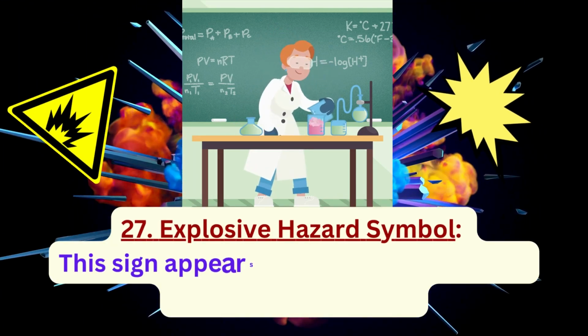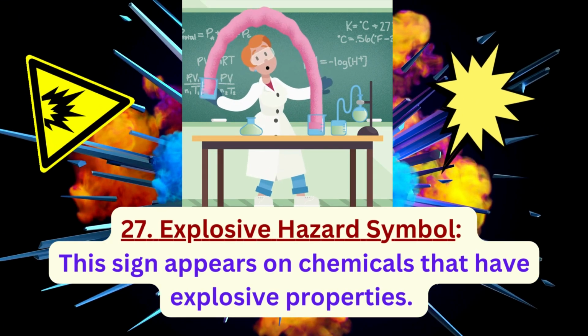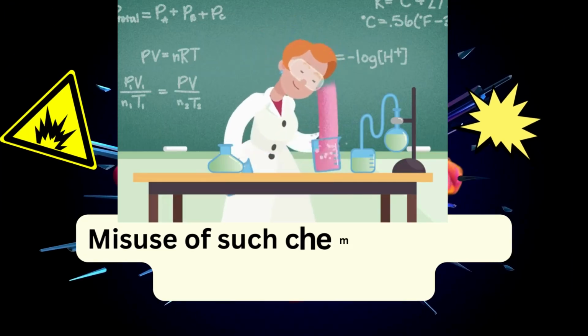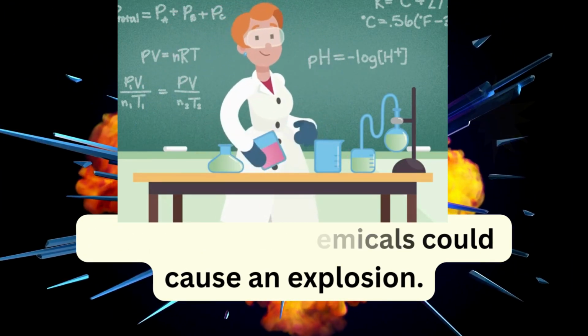27. Explosive hazard symbol. This sign appears on chemicals that have explosive properties. Misuse of such chemicals could cause an explosion.